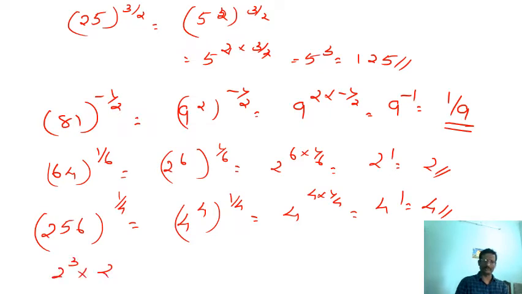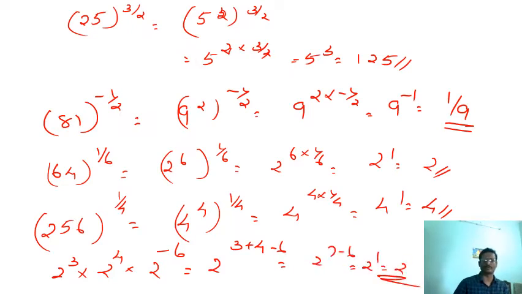Now, 2 cube into 2 raised to 4 into 2 raised to minus 6. So, 2 raised to 3 plus 4 minus 6. So 2 raised to 7 minus 6. 2 raised to 1. 2 raised to 1 is what? 2.